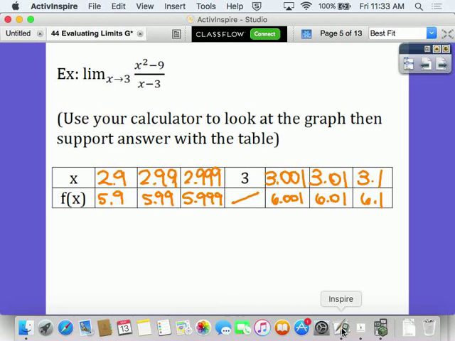And if you notice, when you actually plugged in 3, you would have gotten an error message, okay? And that error message basically means that, think about it, plug in 3 in here. 3 will give you 0 in the denominator. You cannot have 0 in the denominator. So that's why sometimes actually plugging in the value that is approaching won't give you the actual limit. It might just give you an error message, okay?